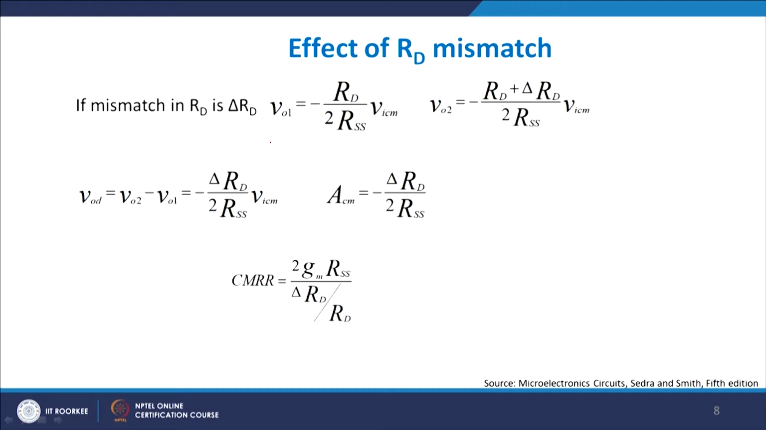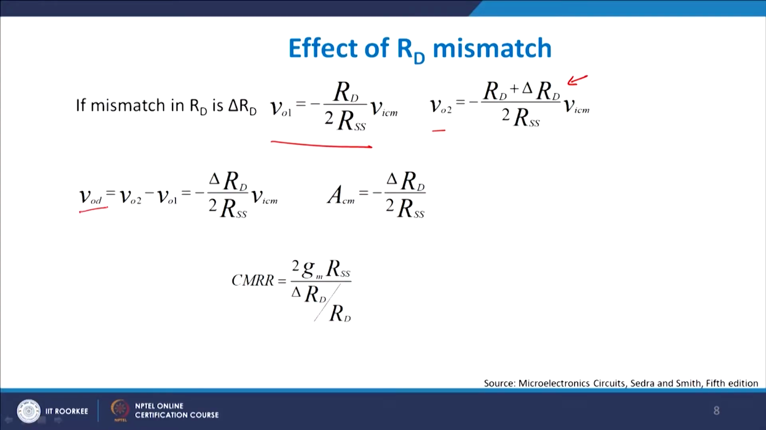When you actually fabricate a circuit, you will always have a mismatch of the resistors, which means that you cannot have a fixed value of resistor always available with you; they will always vary with each other. So let us come to the point that if there is a mismatch in the drain resistance, for example, then how does it influence my common mode rejection ratio. If you look very carefully, as I discussed, V01 is RD by 2 RSS, and V02 will be equal to RD plus, let us suppose, del RD by 2 RSS into VCM. So we are seeing the effect of del RD on VCM.